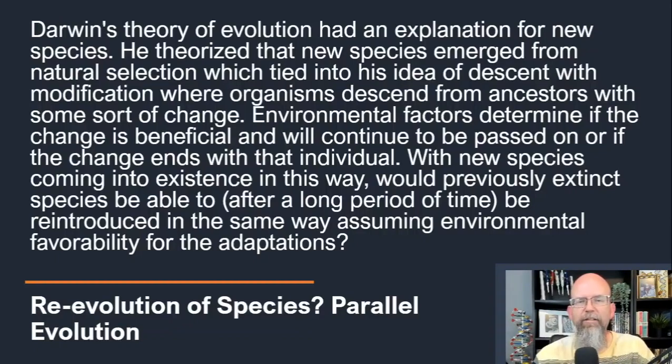Other individuals may not survive and therefore don't pass their particular variations to the next generation, and therefore the next generation is modified, right? They're descending from one generation to another with modifications, especially when you add in the idea of mutations, which is not really a large portion of what Darwin could talk about, because he didn't know the actual source of variation.